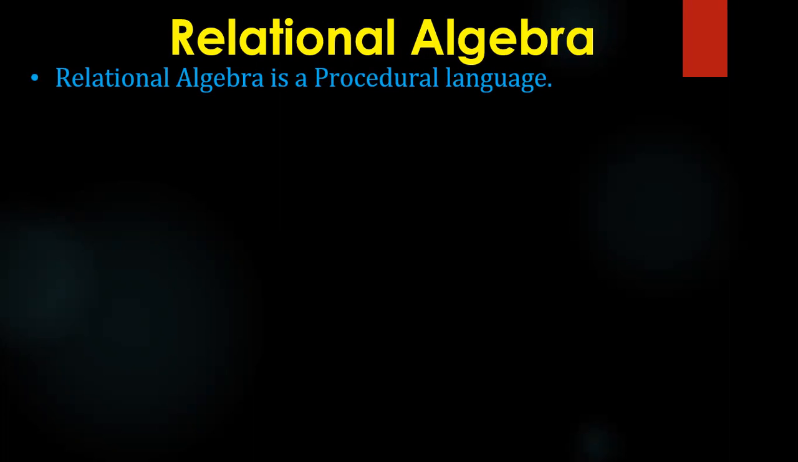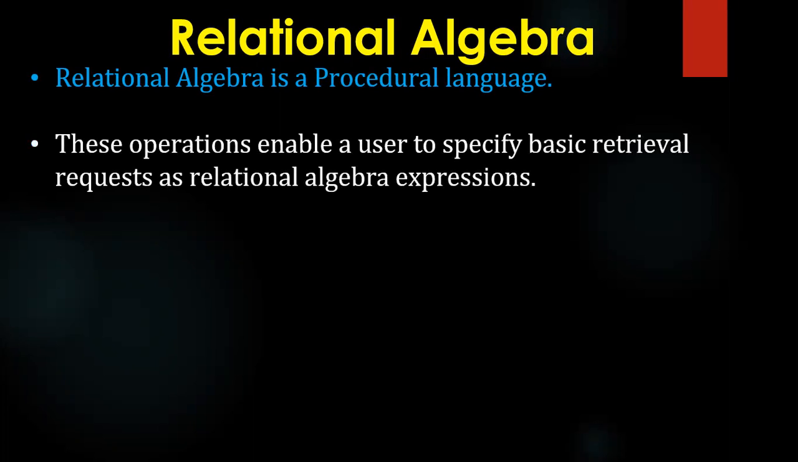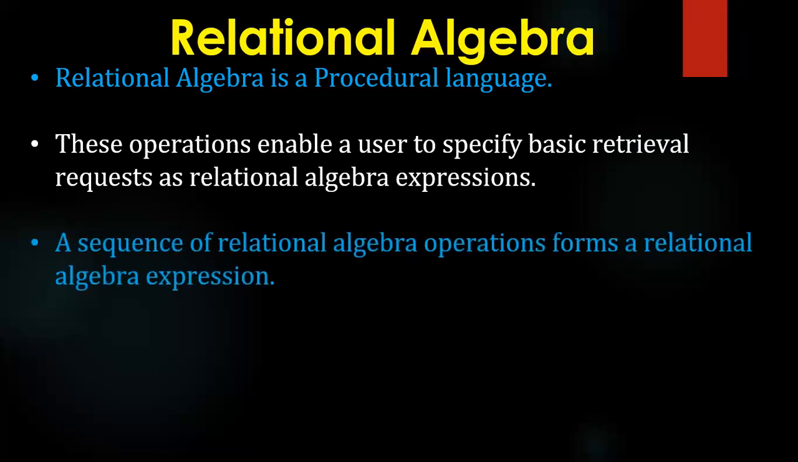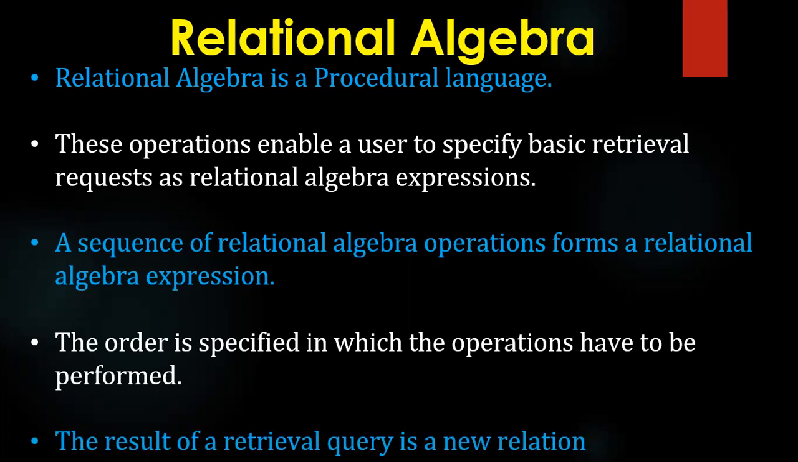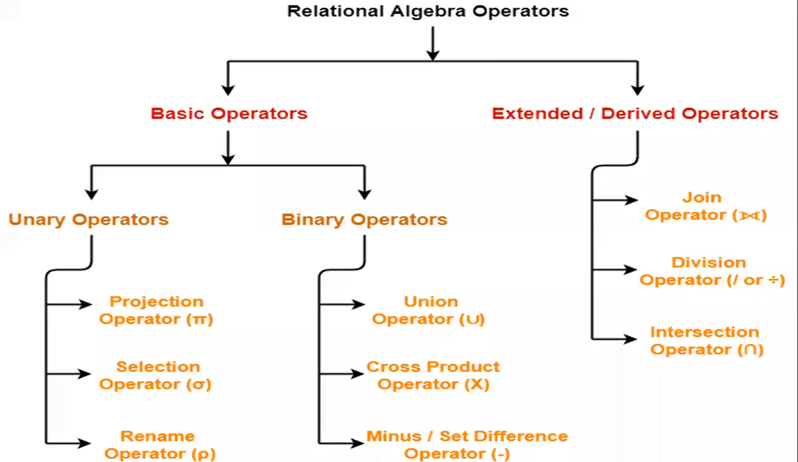Now as we know, relational algebra is a procedural language which is used to specify basic retrieval requests in the form of relational algebra expressions. If you write a sequence of relational operations, it will form a relational algebra expression. But here the order of the operations has to be specified to get the required result, and the result will be in the form of a relation again. So input is a relation, output is also in the form of a relation.